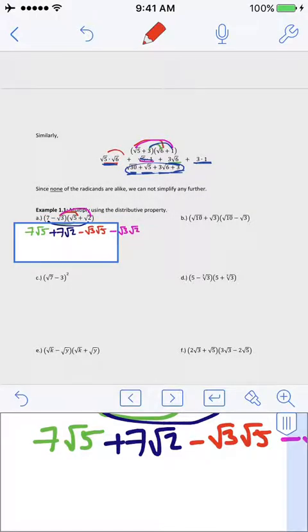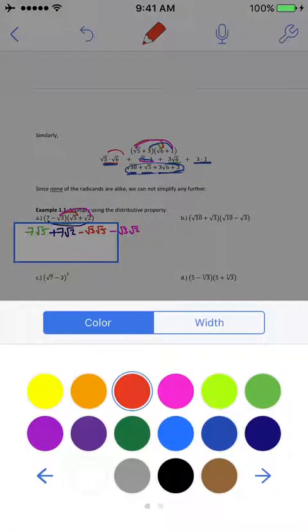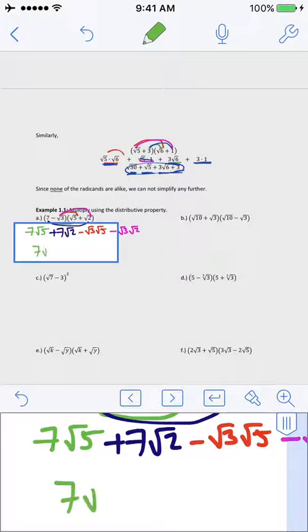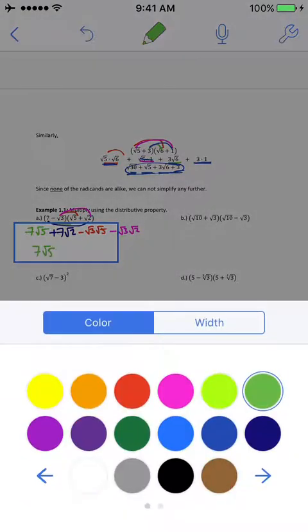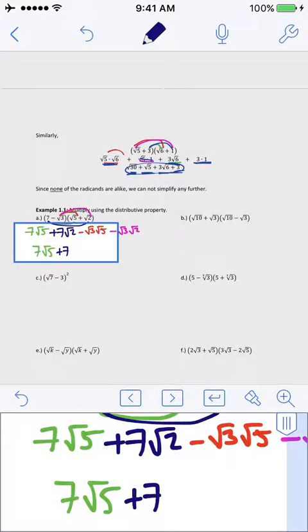And now we simplify. 7 root 5 is just going to stay 7 root 5. Same goes for 7 root 2. Just this first time, I'm going to use the same color scheme. So 7 root 5, and then 7 root 2. I don't need to simplify either one of those because those are both prime. They're both prime, no factors other than one and itself.